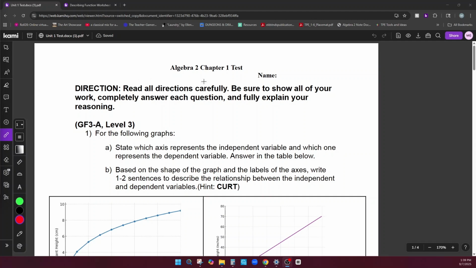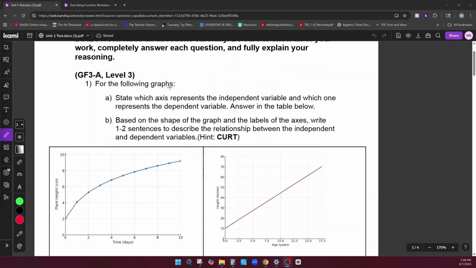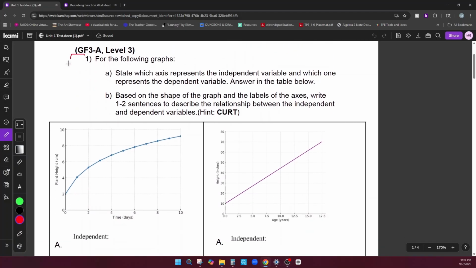Hello, Algebra 2 students. This is going to be our Unit 1 recovery for our Chapter 1 test. So, we're going to start by going over question 1. This is going to be the recovery video for question 1.